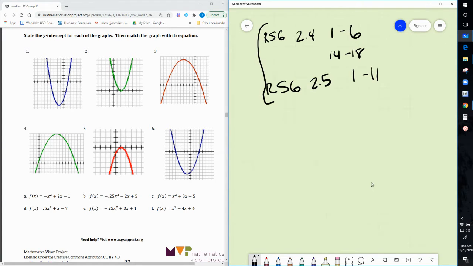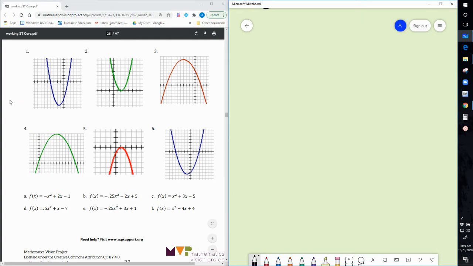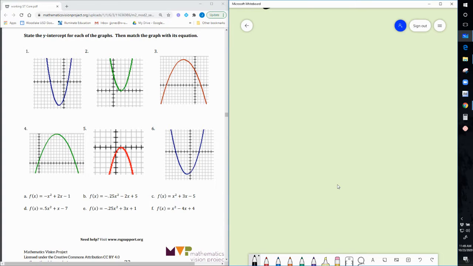Pause if you need to. All right, here we go. This first section is Ready, Set, Go 2.4. Look at the left, and you're going to see these 6 graphs, and you just have to tell me what the y-intercept of the graph is, and then pick the equation that it goes with. Go back in the notes from 2 days ago, and it shows you about standard form and what you get for free and where it is, so I'm not going to give it away.